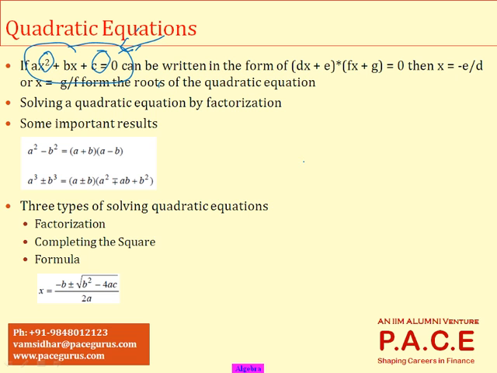Now we can write this quadratic equation, because there is an equal to, in the form of two linear expressions, linear terms: dx plus e into fx plus g. Whatever is the squared term, that entire thing can be broken into two parts, where there is no squared term in the broken part, there is only the linear form. So if I can write ax squared plus bx plus c equal to 0 in the form of dx plus e into fx plus g equal to 0.